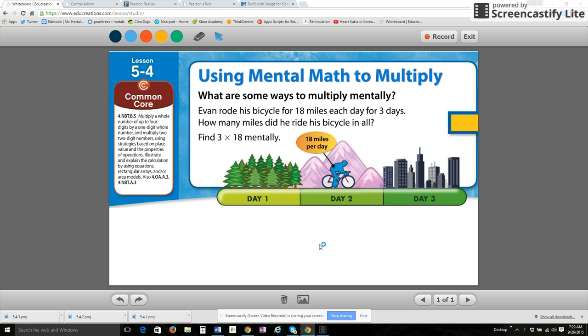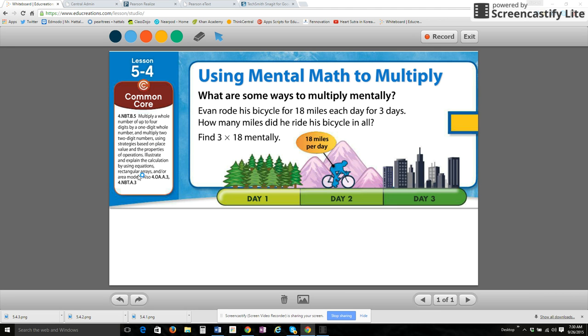This is topic 5.4, and in 5.4 we're going to be using some skills that we learned earlier in mental math, and we're going to transfer them into multiplying multi-digit numbers. And just as a reminder, we're working on standard 4.NBT.B.5, and we're going to multiply a whole number of up to 4 digits by a 1-digit whole number, and multiply 2-digit numbers using strategies based on place value and the properties of operations.